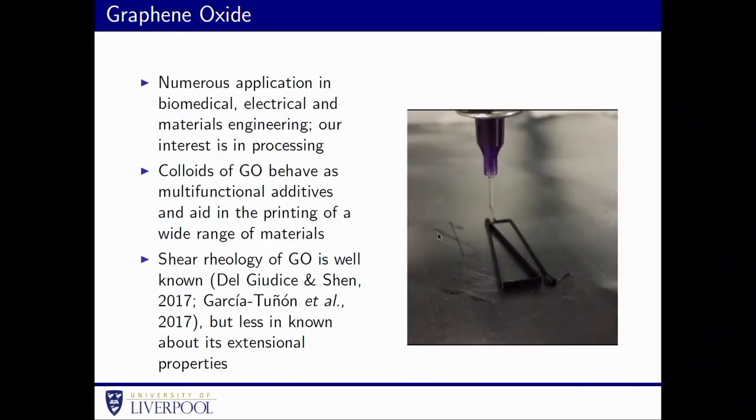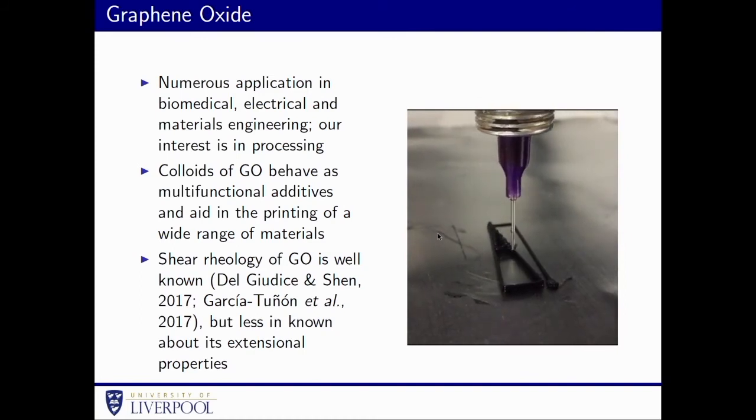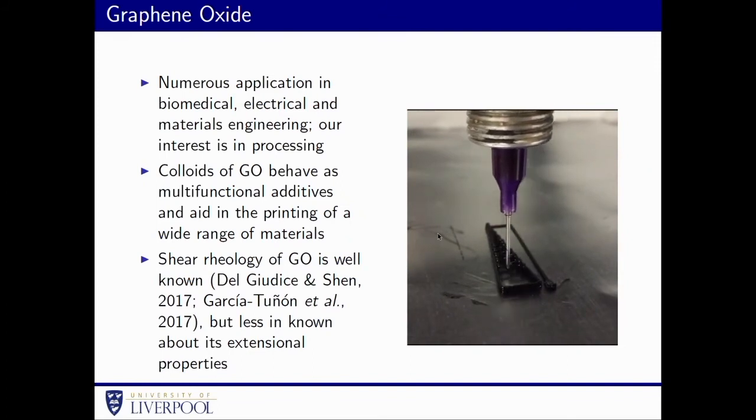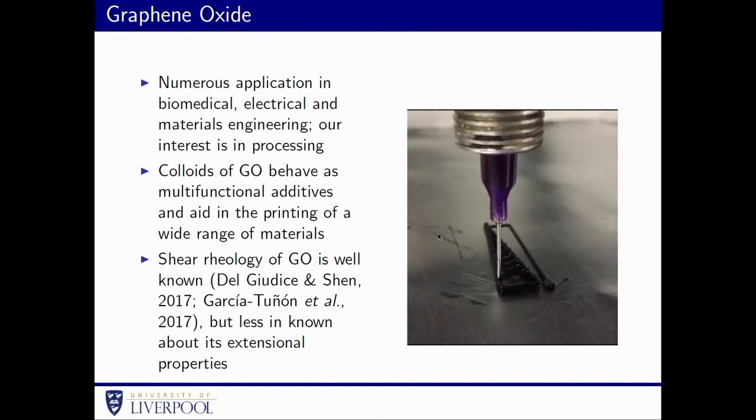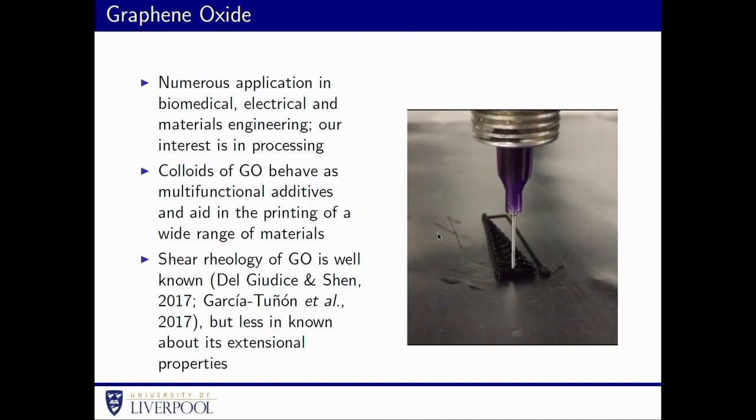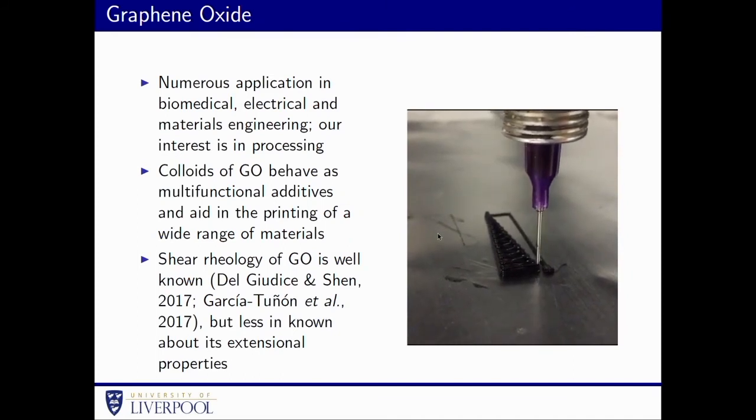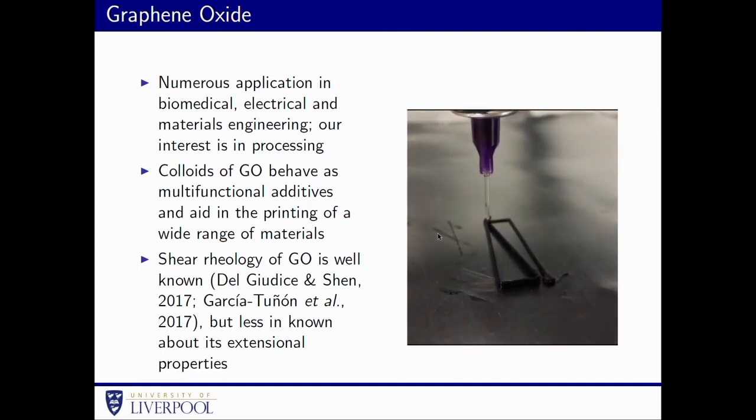So it has numerous applications, biomedical, electrical, and materials engineering, but our application of interest is actually in processing. So we've got a little 3D print. We've got additive manufacturing using graphene oxides. We've got a 3D printer. The colloids of GO behave as multifunctional additives which aid in 3D printing processes.